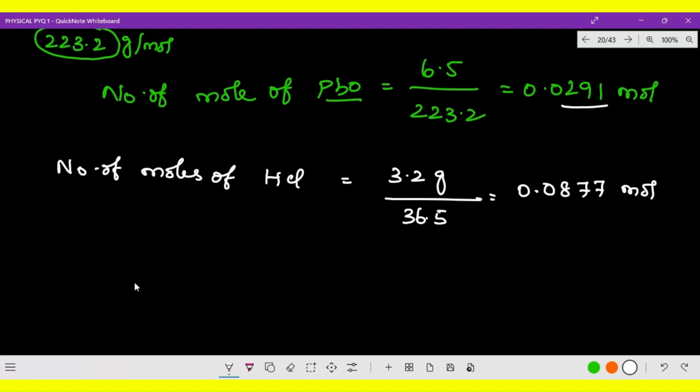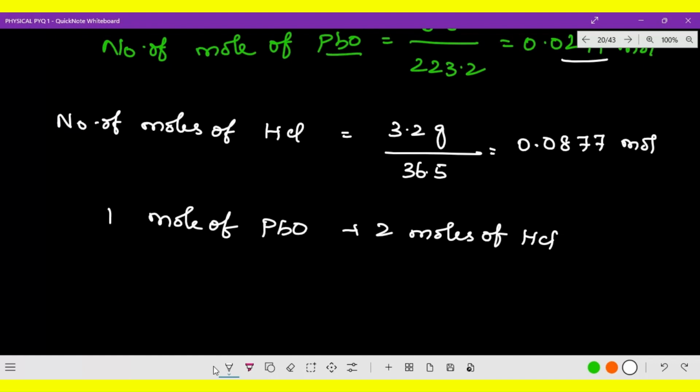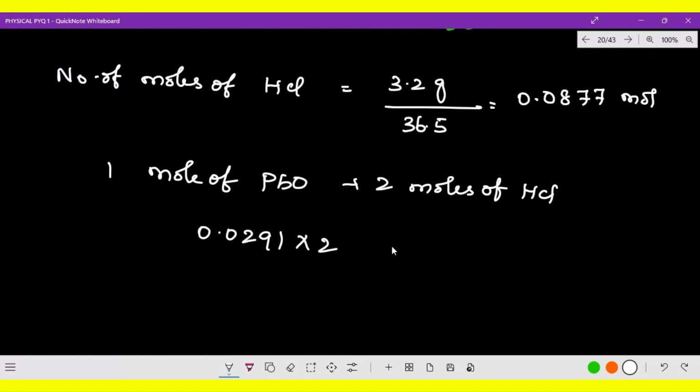The limiting reagent is the one which is completely consumed. That is called a limiting reagent, right? So here 1 mole of PbO reacts with 2 moles of HCl. That means the required moles of HCl for 0.0291 mole of PbO, let me multiply with 2 over here, is 0.0582 mole. Why are we multiplying?